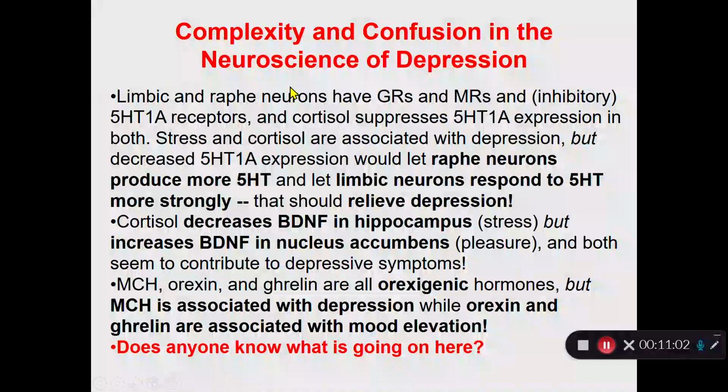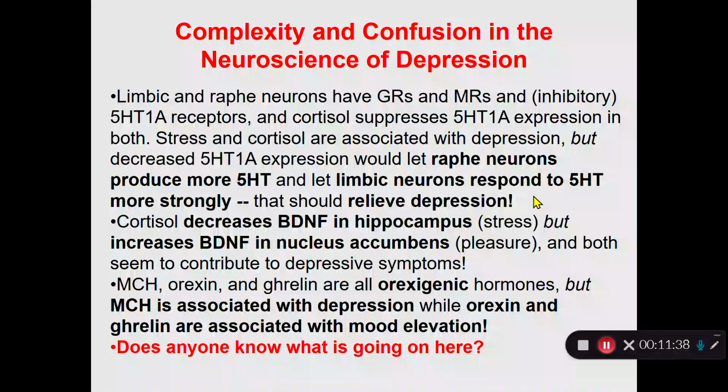We know that limbic and raphe neurons have receptors for the glucocorticoids, and they have inhibitory 5-HT1A receptors. And cortisol suppresses 5-HT1A expression in both limbic and raphe neurons. We know that stress and cortisol are associated with depression, but decreased 5-HT1A expression would let raphe neurons produce more 5-HT and let limbic neurons respond to 5-HT more strongly, and that should relieve depression.